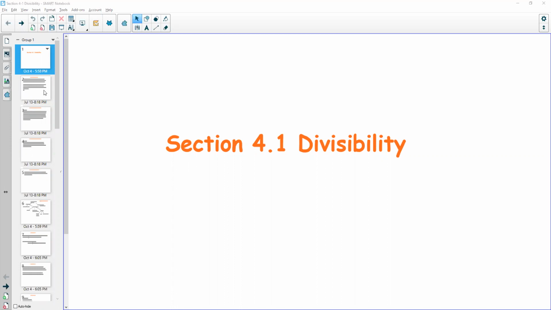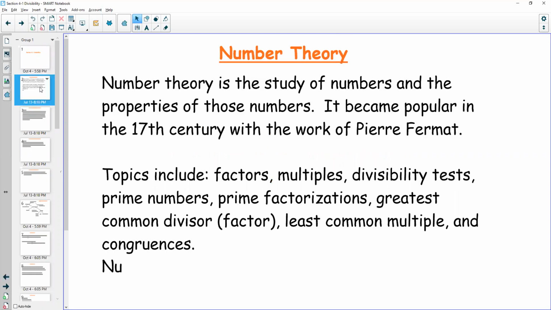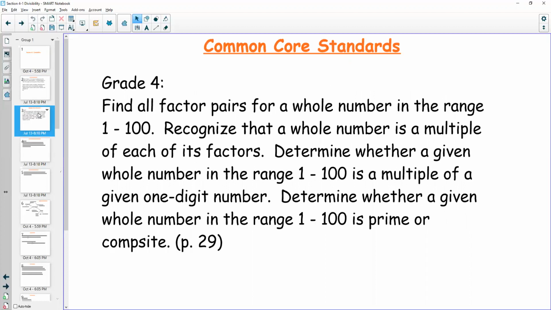In this section, this is sort of a different thing than chapter 3, what we've been working on. What we're working on in 4.1 is divisibility. We're talking about division, but really what we're going to talk about is how things are divisible by other numbers. This all falls under the category of number theory, popularized by Pierre Fermat. Things like factors, multiples, divisibility tests, prime numbers, prime factorizations, greatest common divisor, least common multiple, all that kind of stuff. That's basically what we're doing in chapter 4.